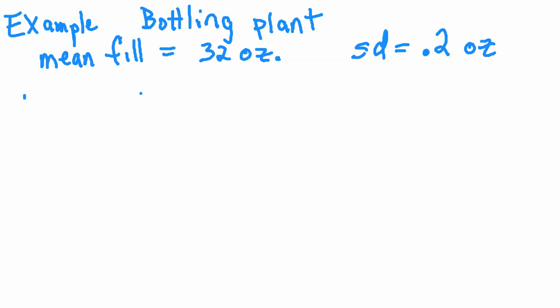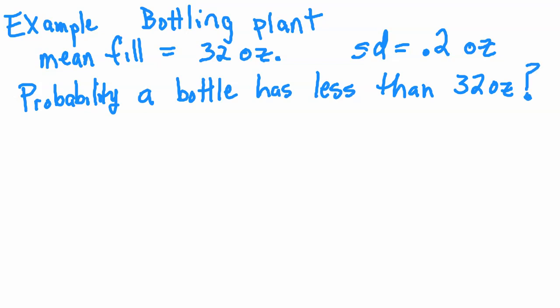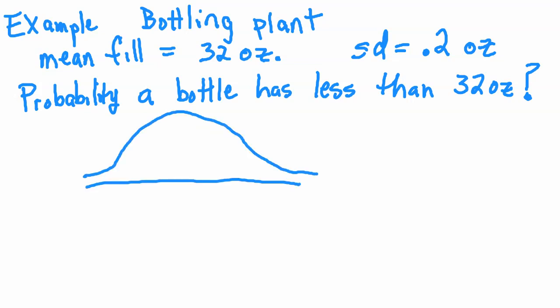So what's the probability a bottle has less than 32 ounces? Draw a picture. Again, these are all normal, and it will tell you that, so you draw a bell-shaped curve. Mean is 32. I wanted to ask this question just so you can see, you don't even have to go to the calculator. I hope you can see that.